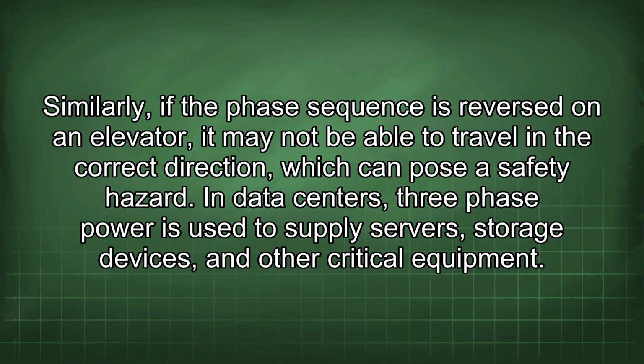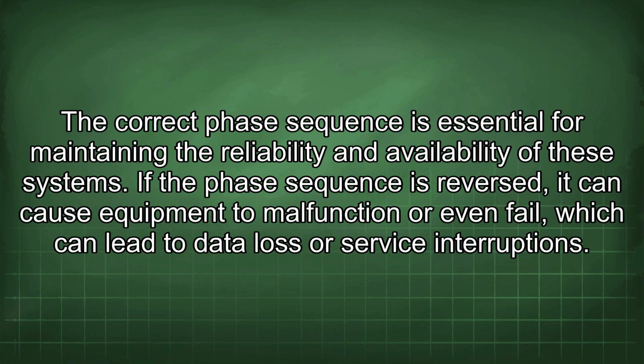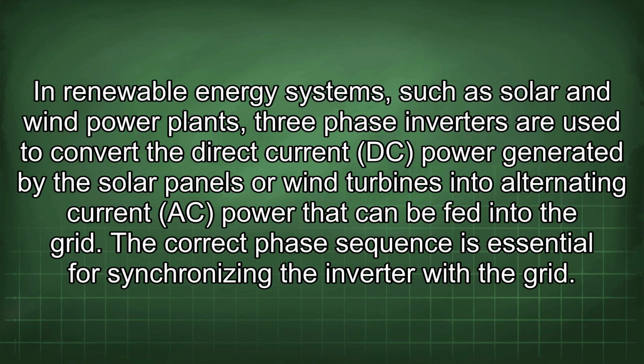In data centers, three-phase power is used to supply servers, storage devices, and other critical equipment. The correct phase sequence is essential for maintaining the reliability and availability of these systems. If the phase sequence is reversed, it can cause equipment to malfunction or even fail, which can lead to data loss or service interruptions.